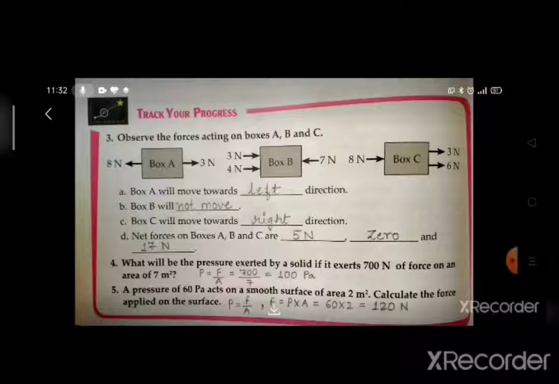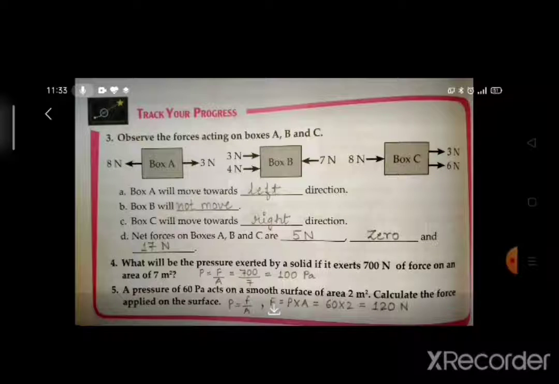Next is box B will not move. It will not move because the 7 Newton force is acting from both the sides and opposite. That means from left hand side also it is 7 and from right hand side also it is 7 because 4 plus 3 is 7. Then it will not move. The forces will cancel out each other, that is equal and opposite in direction.